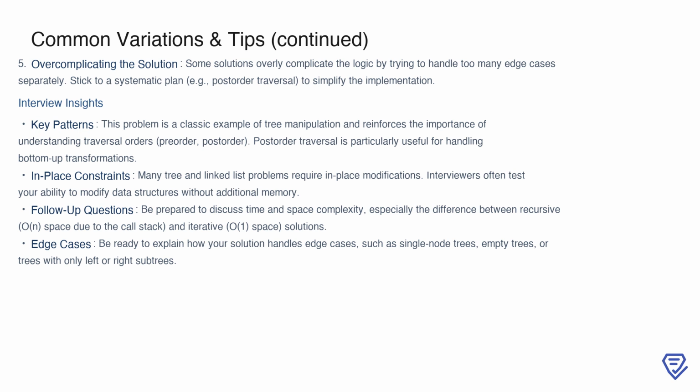Interviewers may ask follow-up questions about time and space complexity, so be ready to explain the differences between recursive solutions, which use O(n) space due to the call stack, and iterative solutions, which can achieve O(1) space. Finally, don't forget to address edge cases, such as single-node trees, empty trees, or trees that only have left or right subtrees, to show you've considered all scenarios.